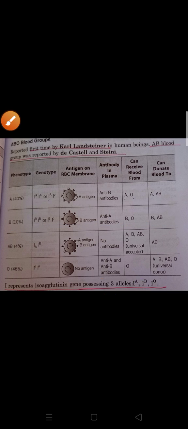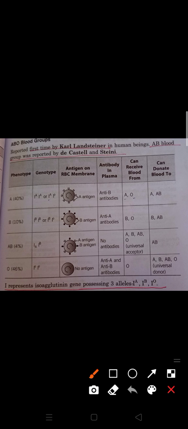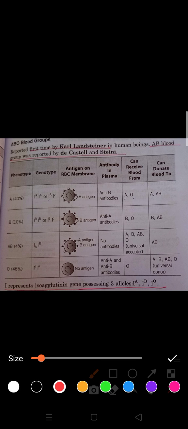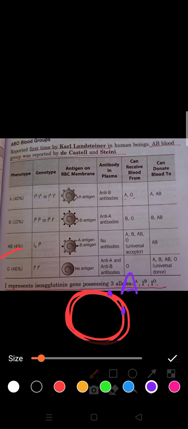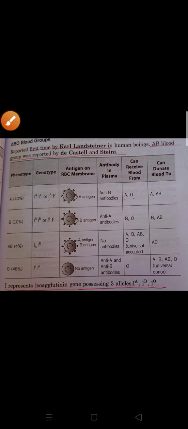Okay, now the third condition, blood group AB. You know, A and B, in both the cases AB is dominant. So in case of AB blood group, RBCs are having both types of antigen, means A and B. Okay, but no antibody is present. Are you getting my point? In plasma, no antibodies are present in case of AB.